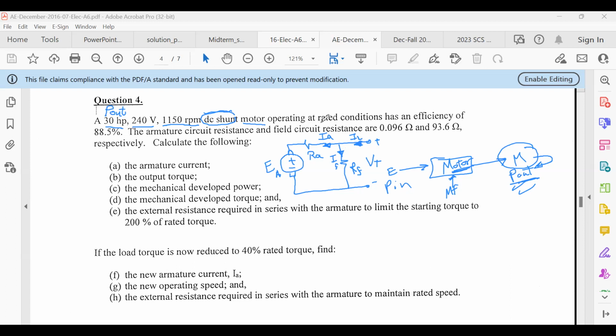It's at rated conditions. Rated conditions means this machine is at this output power, the voltage is this voltage, and the speed is this speed, because it's working at the rated. And what is given here is the rated. They also provided the efficiency.